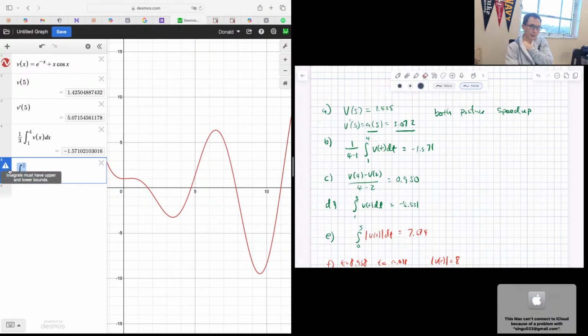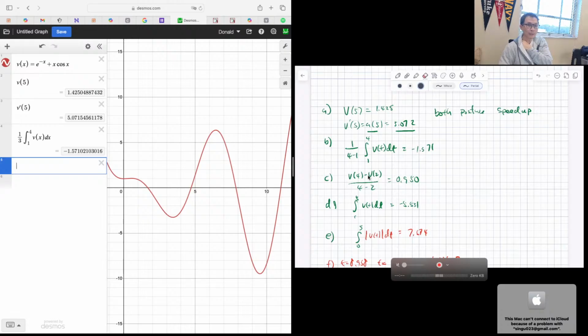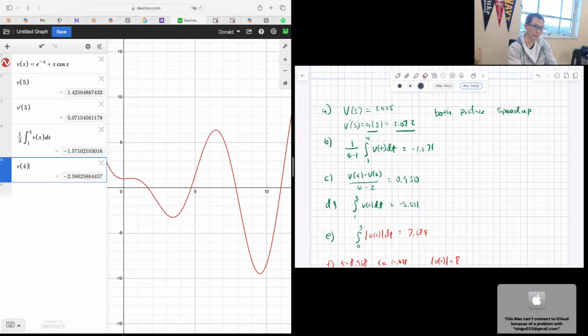Okay, so for the next one, it's actually fairly easy, but you do need to write down v of 4 minus v of 2 over 4 minus 2. And because v of 4, they can evaluate for you. See that v of 4, they automatically evaluate for it. They plug in 4 into the function. Minus v of 2, and then divided by 2. And that's it. Negative 0.949. And that's how I get 0.940.